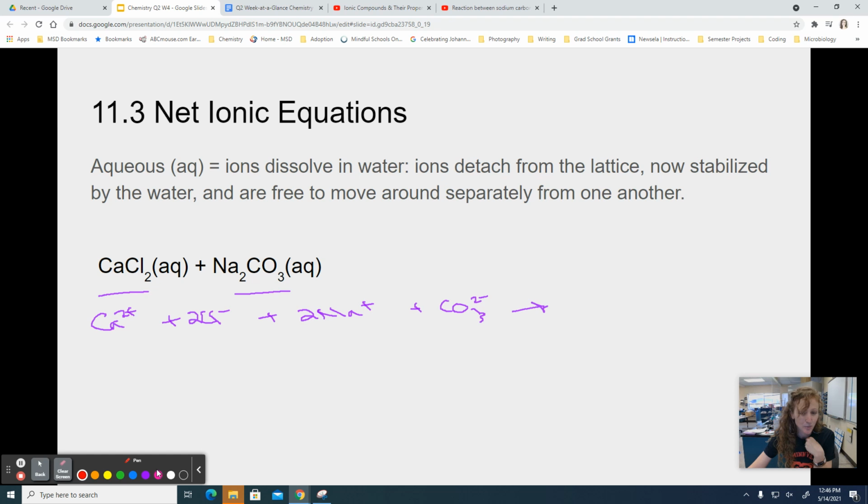Let's write our products out and see if we can remember what that solid is. So this would be a good time to pause the video, see if you can write the things that form in this double replacement reaction, and see if you remember which one is that white solid that forms.